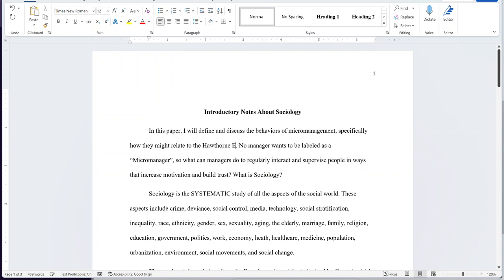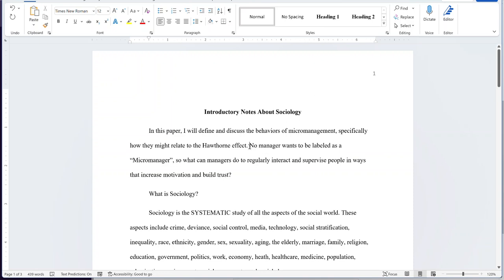Hawthorne effect. Actually, we could write it this way, because we don't capitalize the names of theories. So Hawthorne we would, because that's a proper name, but a Hawthorne effect. So no manager wants to be labeled as a micromanager. So that's not appropriate as an introduction. So what can we say here?